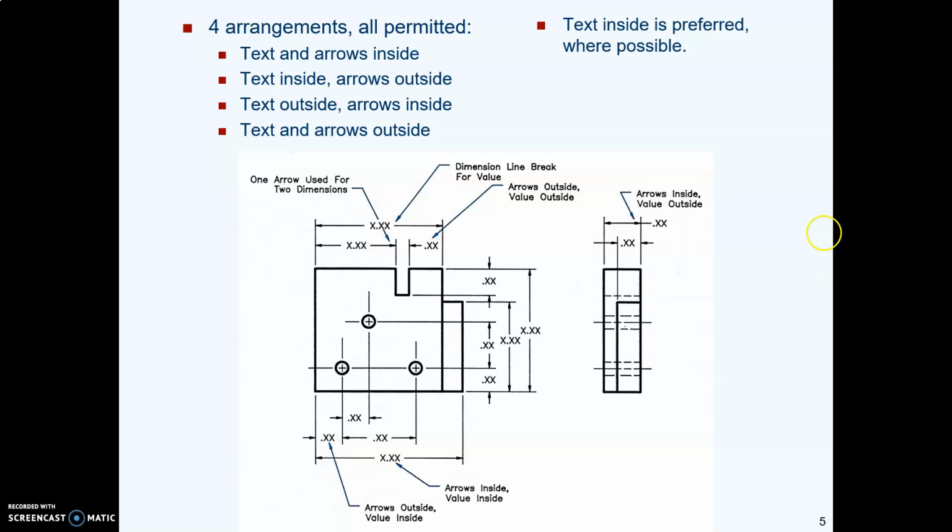You can put text and arrows darn near any arrangement, inside, outside, a mix of both. If there's room to put the text and the arrows inside, that is the best, just because it's easiest for your reader to figure out what that number and arrow is talking about. It puts the whole dimension all together inside. But honestly, you can do any of these arrangements. They're all totally fine.